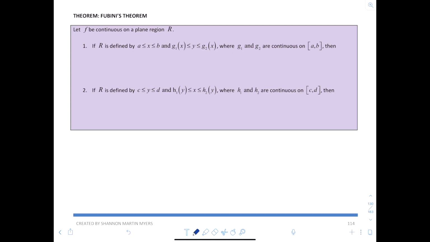All right, this is Fubini's theorem. Let f be continuous on a plane region R. If R is defined by a less than or equal to x less than or equal to b and g1 of x less than or equal to y less than or equal to g2 of x, where g1 and g2 are continuous on the closed interval from a to b, then it turns out that the double integral over the region of f of x and y dA is equal to the integral from a to b, and then the integral from g1 of x to g2 of x of f of x and y, dy dx.